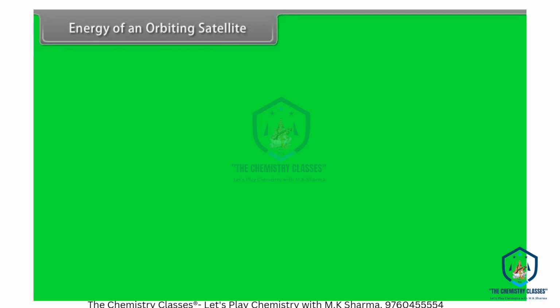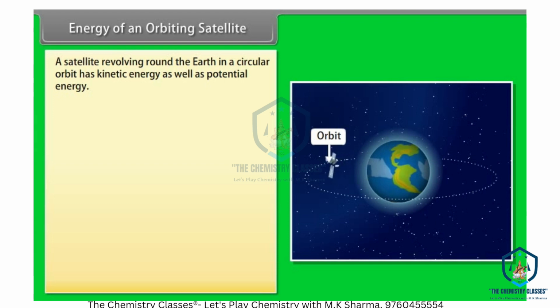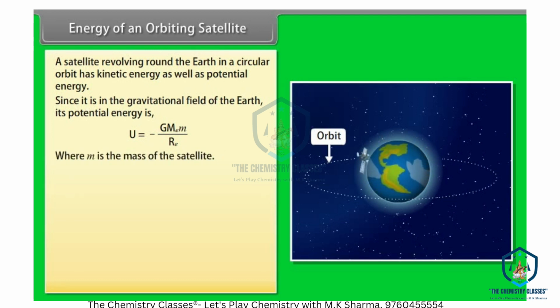Energy of an orbiting satellite. A satellite revolving round the Earth in a circular orbit has kinetic energy as well as potential energy. Since it is in the gravitational field of the Earth, its potential energy is U equals minus GMₑm divided by Rₑ, where m is the mass of the satellite.